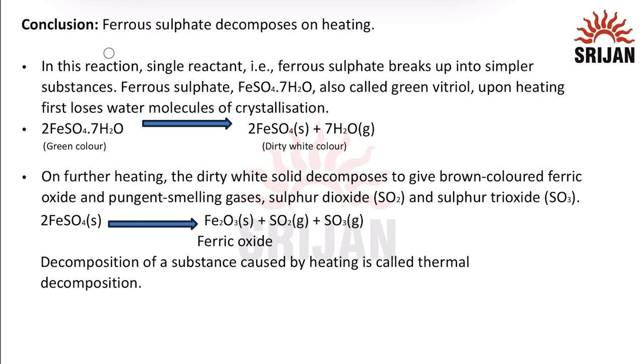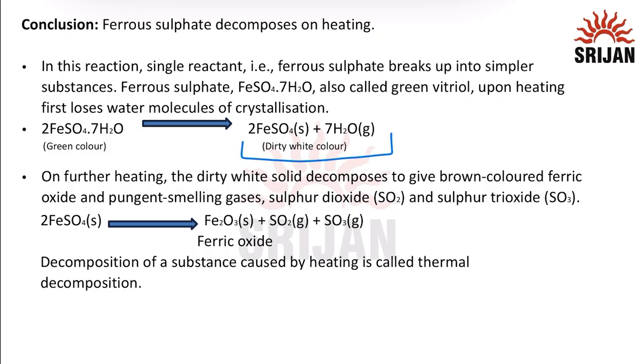So what we observe is that ferrous sulfate decomposes on heating. We had to give heat in the beginning. We had to break the initial bonds. In this reaction, a single reactant, ferrous sulfate, breaks up into smaller substances. First, ferrous sulfate has water with it. The water leaves when we heat it, so there will be water vapors, and then the ferrous sulfate will decompose. As you can see here, water is now separated.